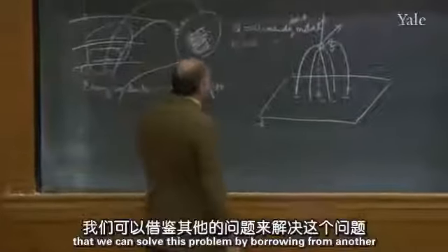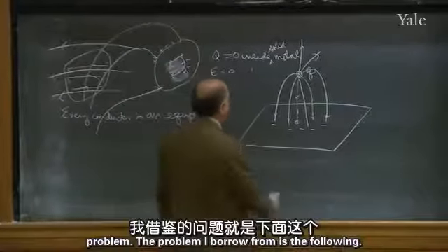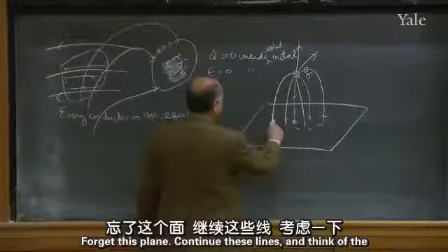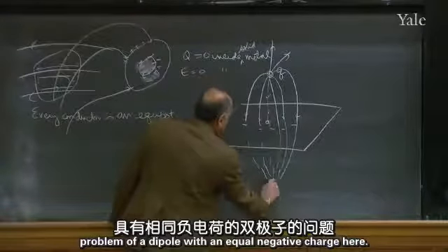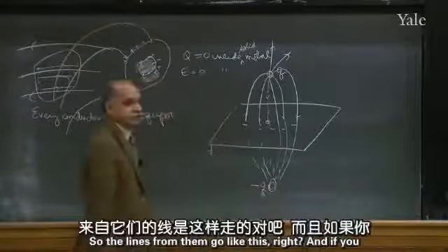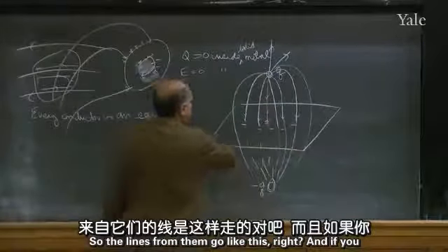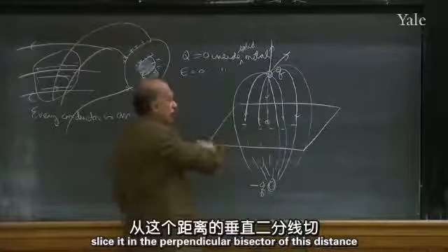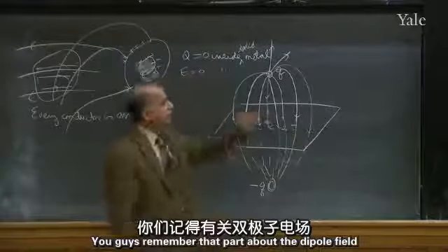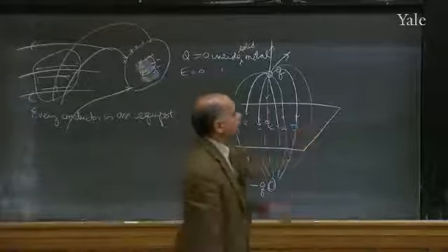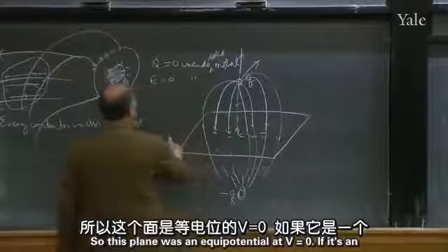The reason is that we can solve this problem by borrowing from another problem. The problem I borrow from is the following. Forget this plane, continue these lines, and think of the problem of a dipole with an equal negative charge here. So the lines from them go like this, right? And if you slice it along the perpendicular bisector of the distance between them, you will hit every line perpendicularly. You guys remember that part about the dipole field? You cut it right down the middle. So this plane was an equipotential at V equal to 0.